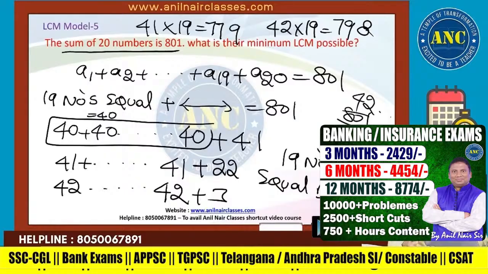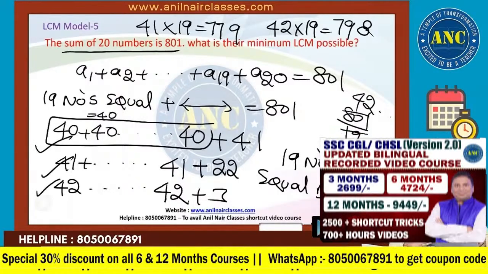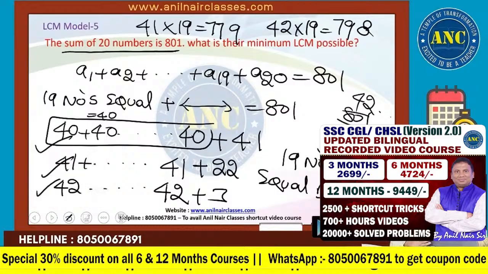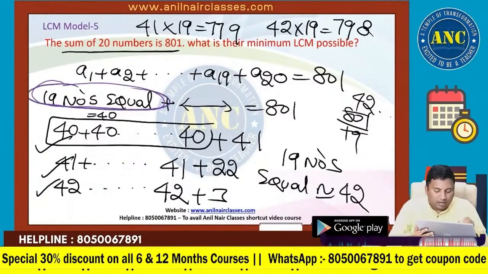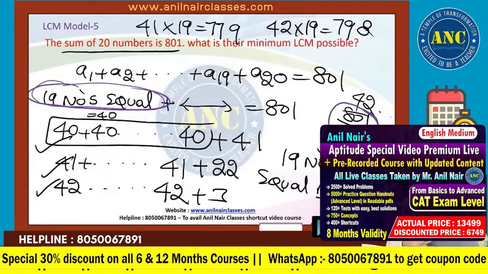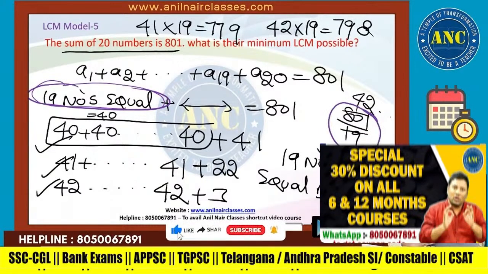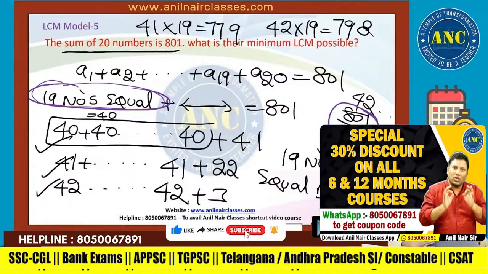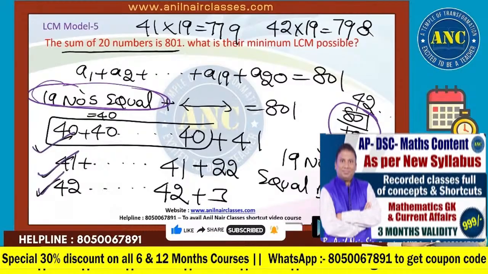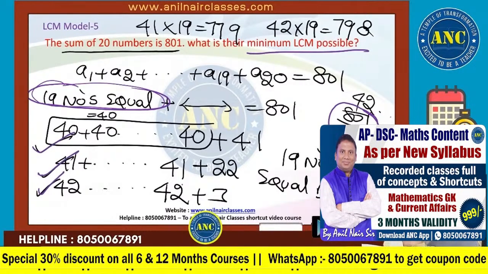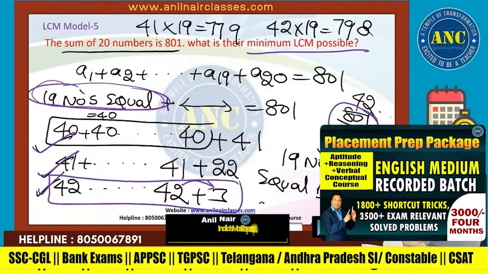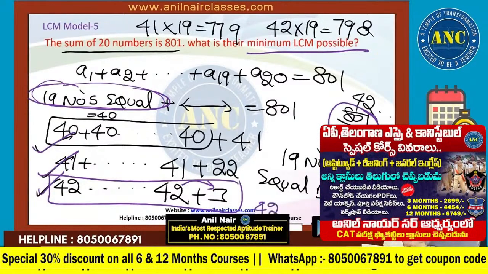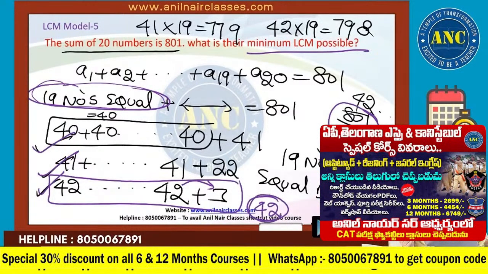How did you get 40, 41, 42? All the 20 numbers cannot be equal, so 19 numbers need to be equal. If the 19 numbers are to be equal, 801 divided by 19 is closer to 42. Closer to 42, take the values 40, 41, 42. To get the minimum LCM, the other number should be a multiple of these numbers. So the LCM of 42 with 3 is 42. The answer for this question is 42.